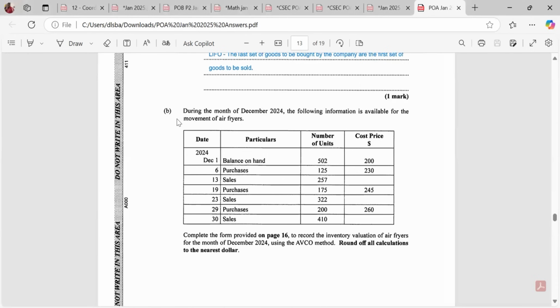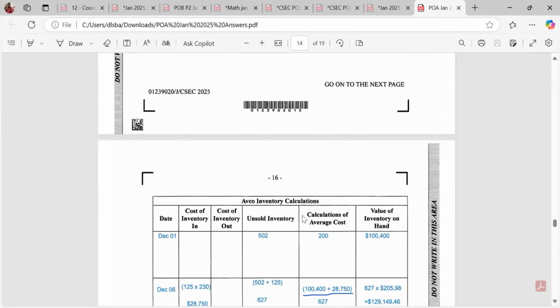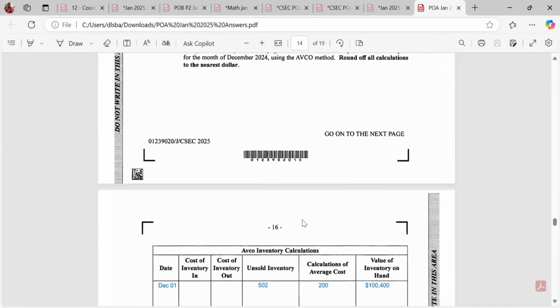Right. Then they said B, during the month, we had the following information, right? So we start off with some goods on hand. We purchase some, sell some, purchase some, sell some, purchase some, sell some. And they want us to complete the form provided to record the inventory valuation of air fryers using AVCO. AVCO stands for average cost. It means when we are valuing the cost per unit, we just calculate the average cost. The average cost will be total cost divided by total units. So it takes a little while to do, but we got it done, right?